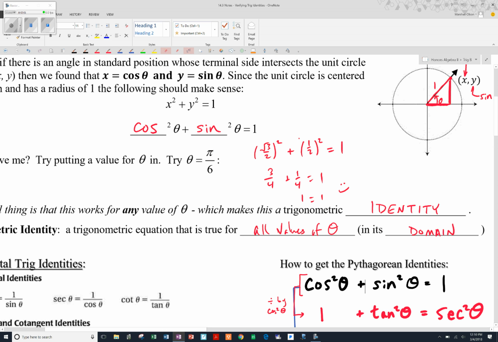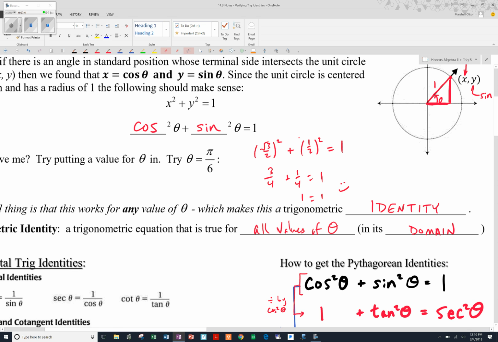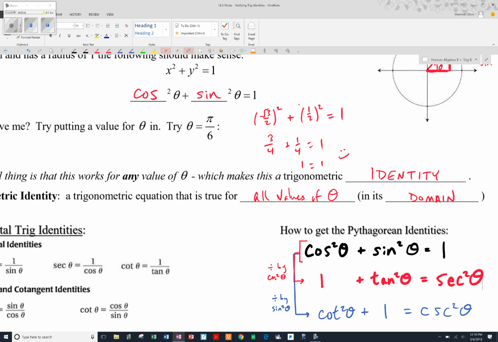Let's first divide it by cosine squared. In red I have what this would become if we divide each term by cosine squared. So cosine squared divided by cosine squared is 1. Sine squared over cosine squared is tangent squared, because sine over cosine is tangent. And 1 over cosine squared, 1 over cosine is secant, so that gives us secant squared. If we start with that original equation again and divide by sine squared, we get cotangent squared plus 1 equals cosecant squared. These are the three Pythagorean identities.